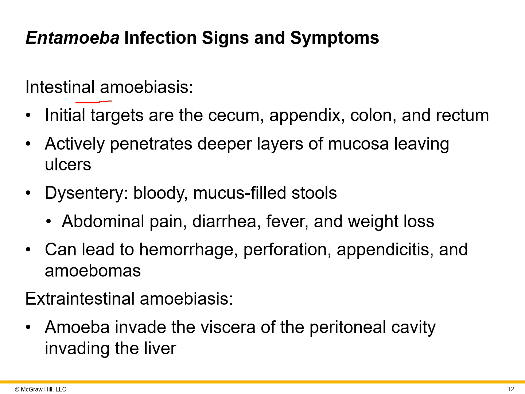This is in the lower GI, so the cecum, appendix, colon, and rectum, and it can penetrate into those deeper layers. Causes dysentery, which is that bloody mucus-filled stool. The extraintestinal, so outside of the intestines, amoebiasis can invade the viscera of the peritoneal cavity and then invade the liver. That can then cause a lot of damage there.